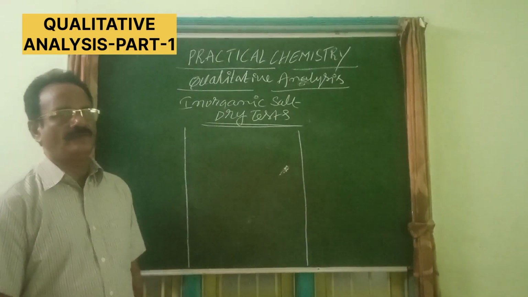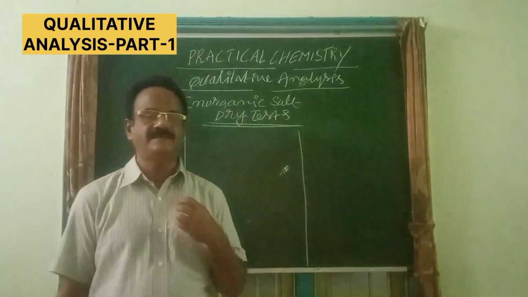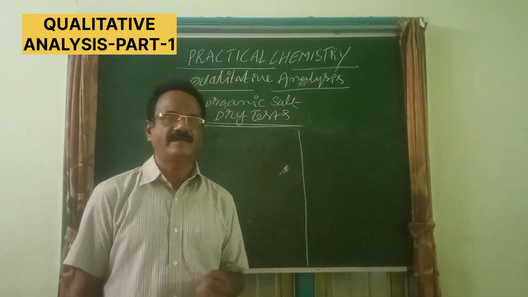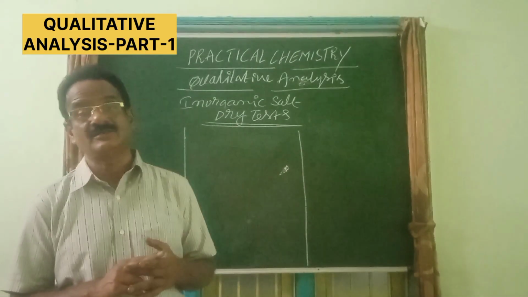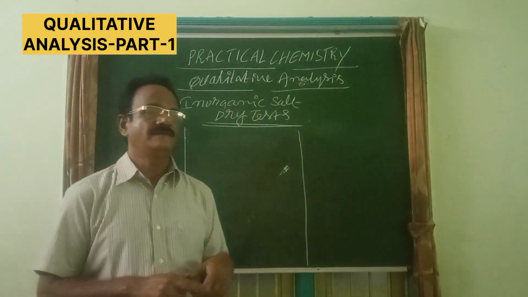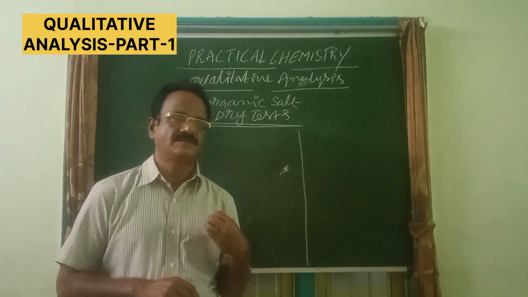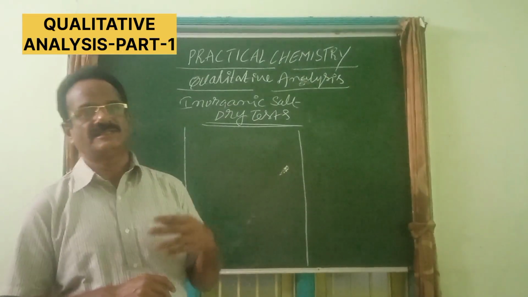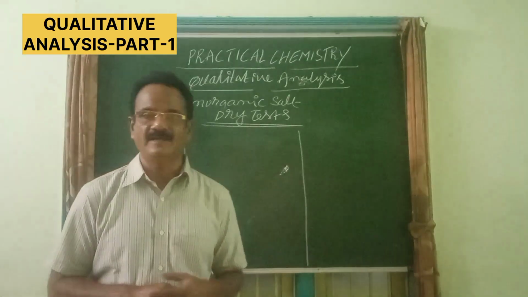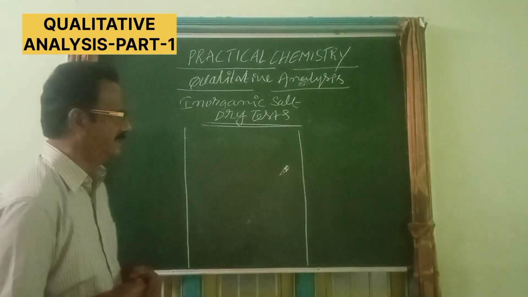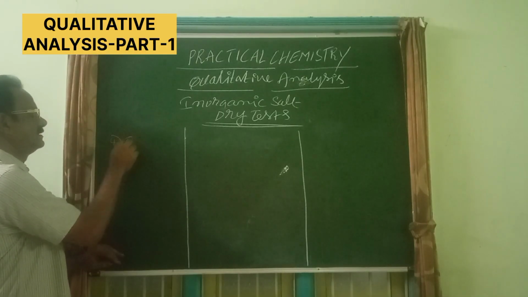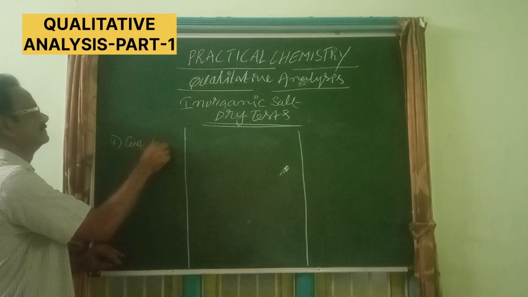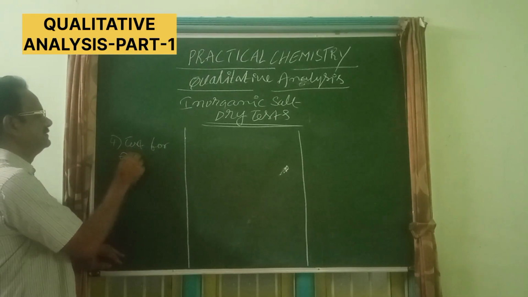Up to now, we have conducted identification tests for 4 ions, that is carbonate, chloride, bromide, nitrate. If there is no positive observation, we have to search for the remaining ions. See here, the fourth one: test for acetate.